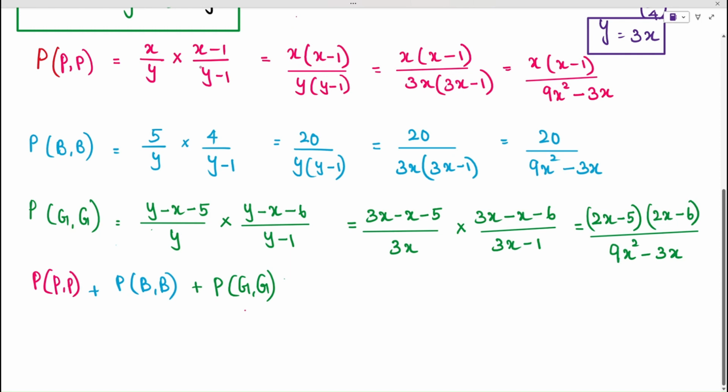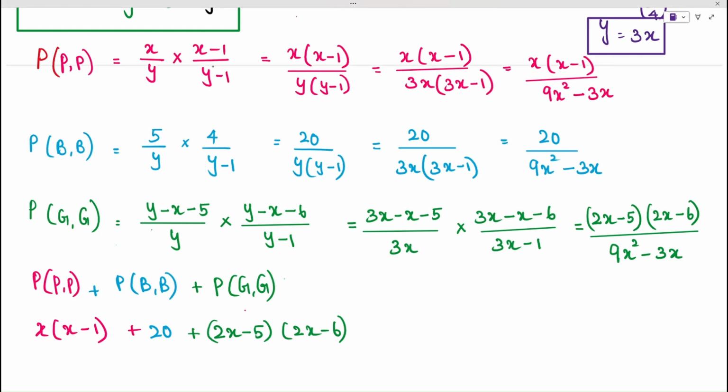Now we'll join all our fractions together. So we'll have x times x minus 1 plus 20 plus 2x minus 5 times 2x minus 6, and this will all be over 9x squared minus 3x.